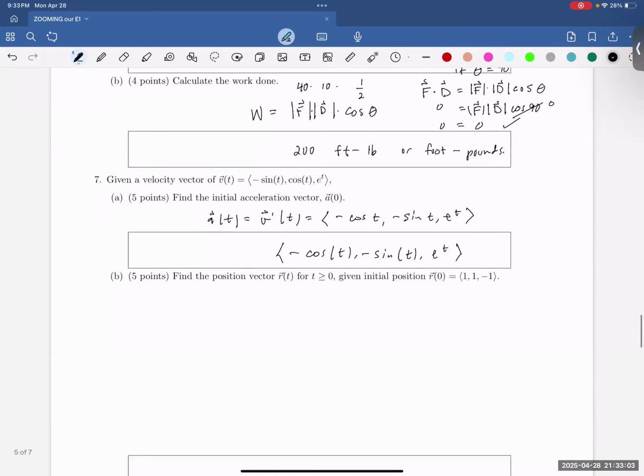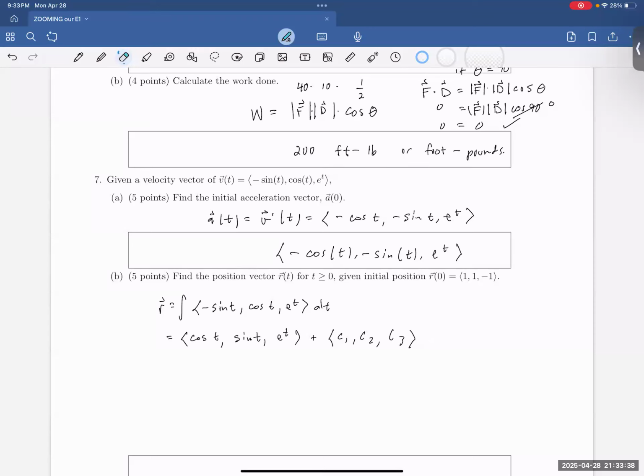Find position vector r of t. So r of t is going to be the integral of velocity: negative sine t, cosine t, e to the t, dt. So cosine of t, sine t, e to the t plus constants c1, c2, c3. Okay, so there's your antiderivative.